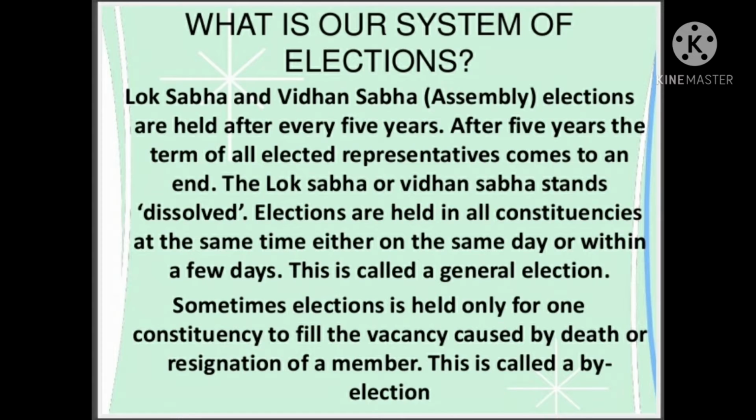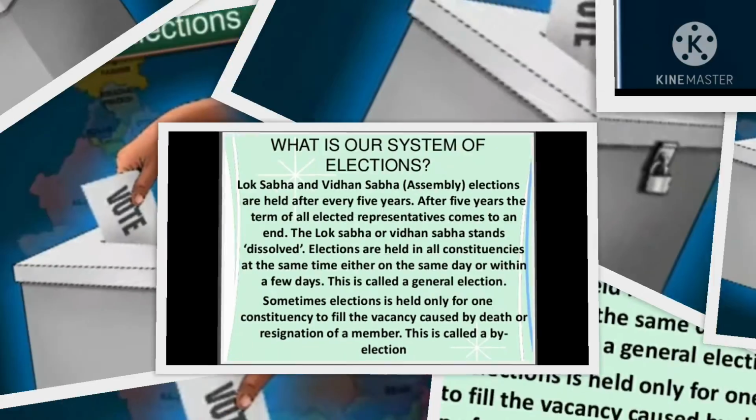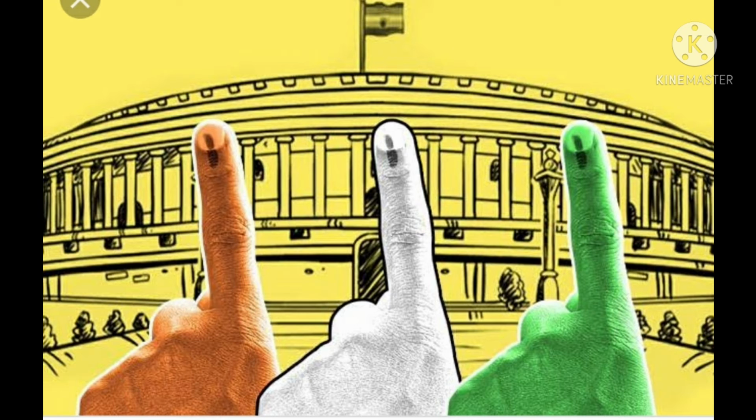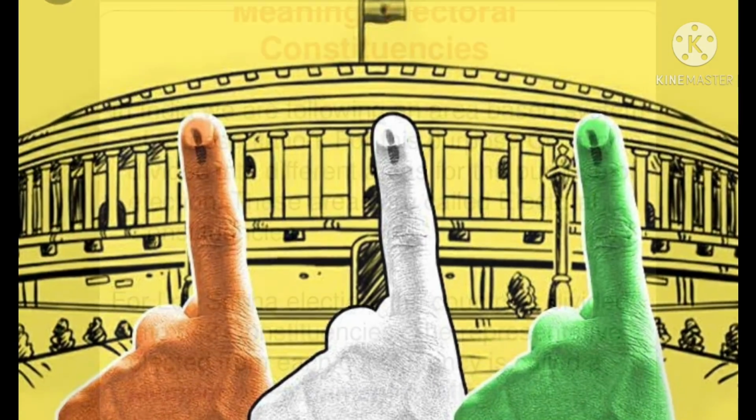What is a system of election? Elections are held in India in Lok Sabha and Vidhan Sabha regularly after every 5 years. After 5 years, the term of all the elected representatives comes to an end. Elections held in all constituencies at the same time, either on the same date or within a few days, is called a general election. Sometimes elections are held only for one constituency to fill the vacancy caused by the death or resignation of a member. This is called a by-election.